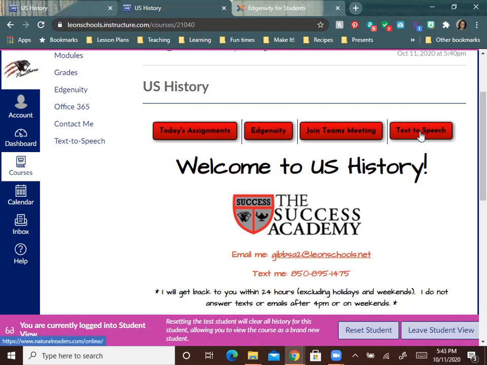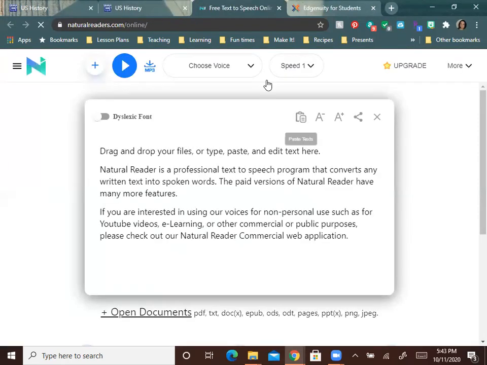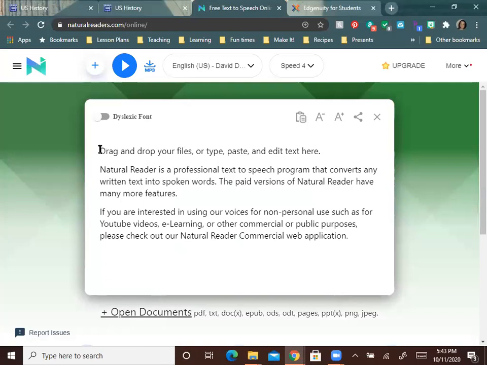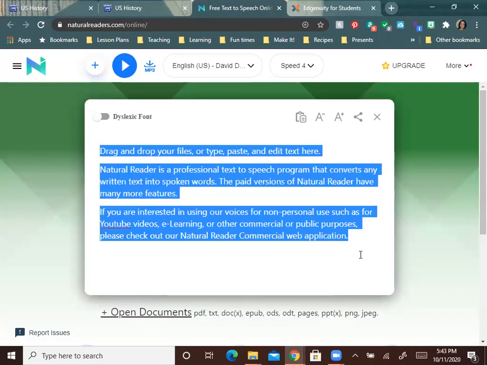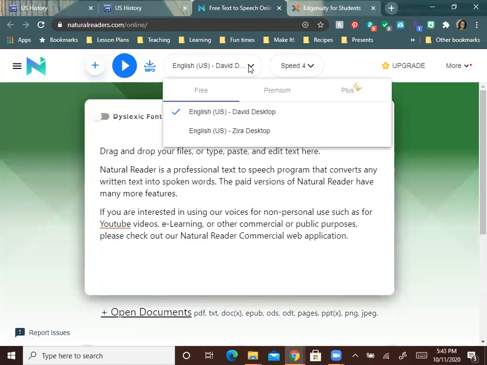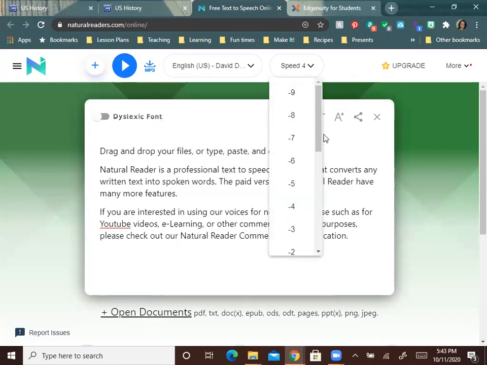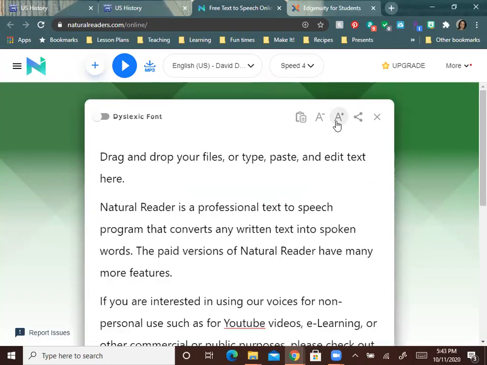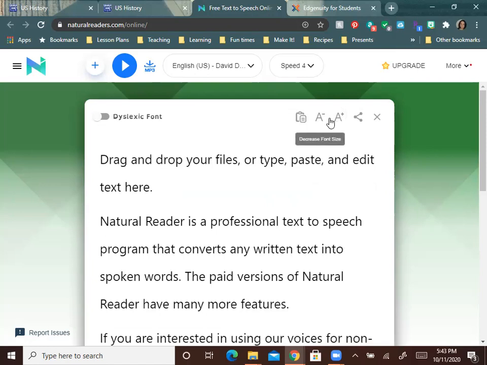And then this text-to-speech feature, if you need something or would like something read to you, you can copy and paste it over here. You can upload a file. You can change the font to the dyslexic font. You can have them read it to you, and you can also change the speed at which they talk. Or you can even just make it bigger if you need the words to be made bigger.